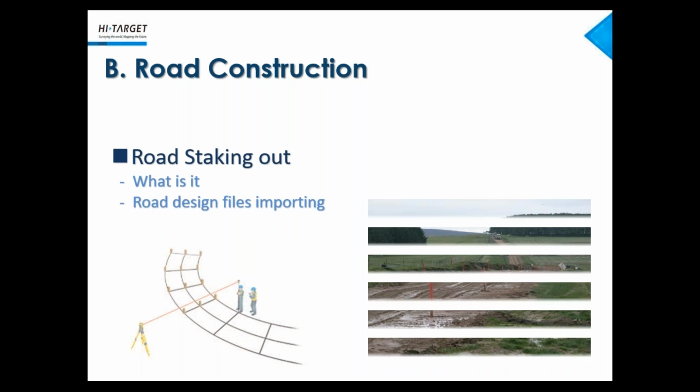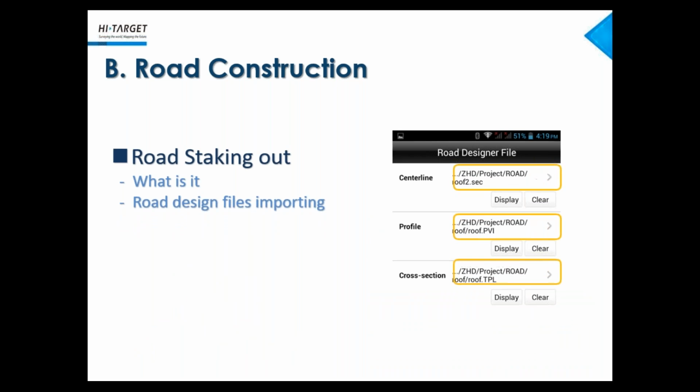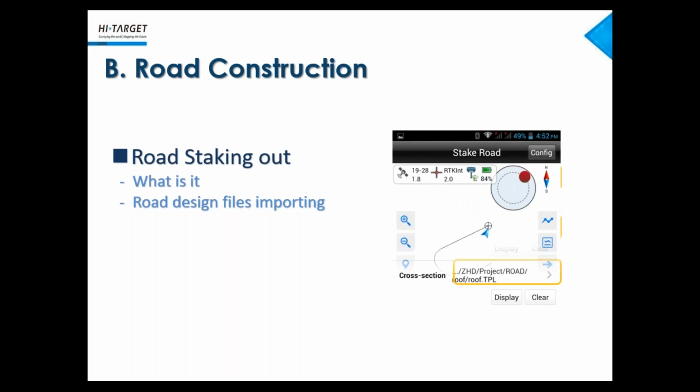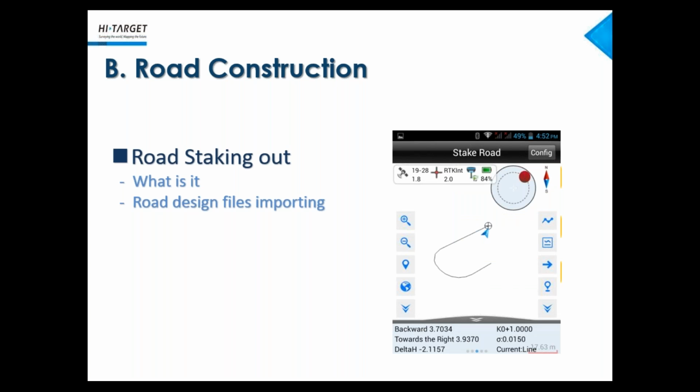So for Hi-Target, firstly, if you want to stake out the points, you need to design the files, which we have already done, and you need to import the files: centerline, profile, and cross section. And then when you go back to the road stakeout UI interface, you may find the centerline has already been displayed here. And let's go to start to collect. You need to stake out by mileage. Click this button.